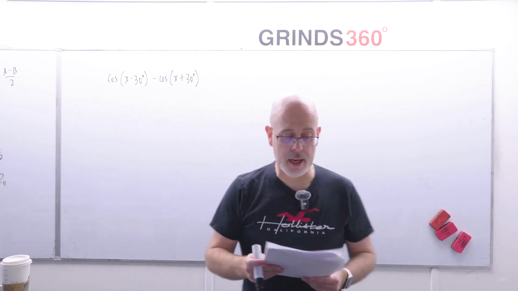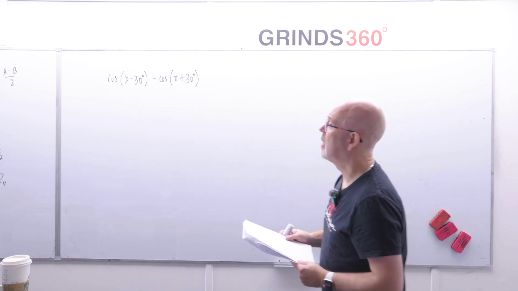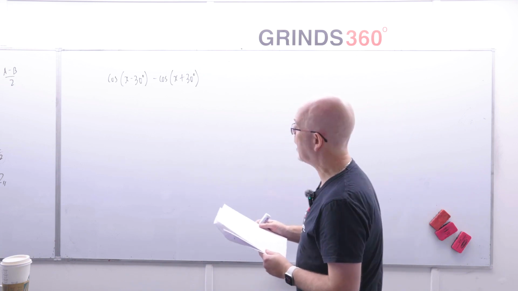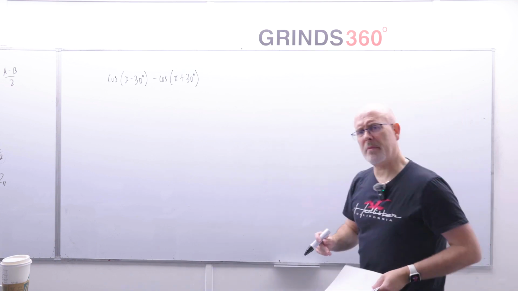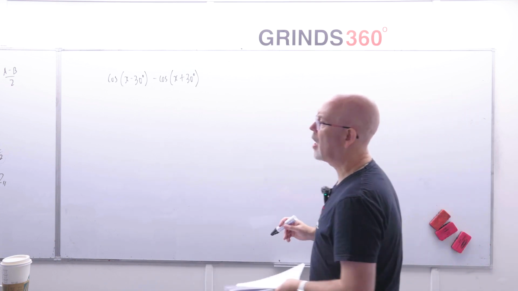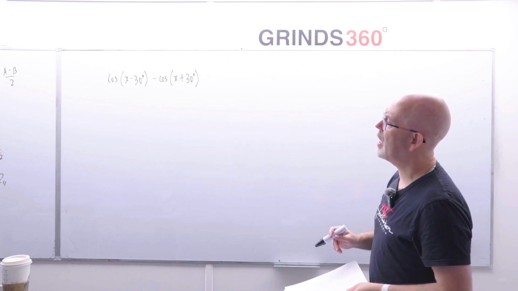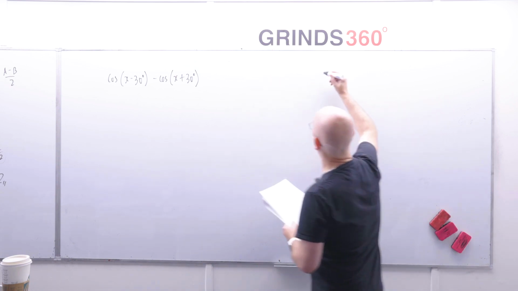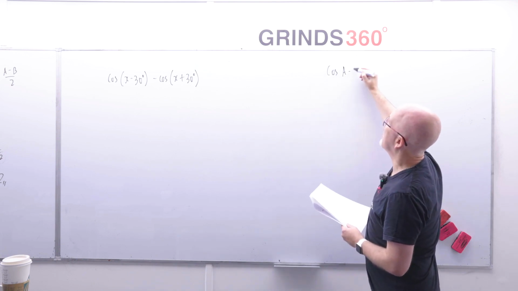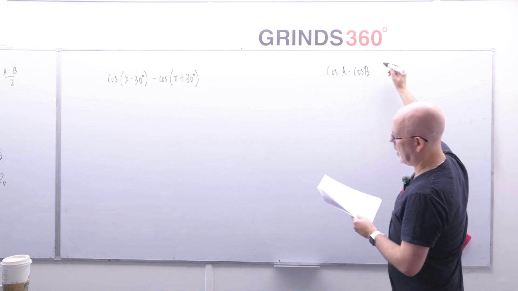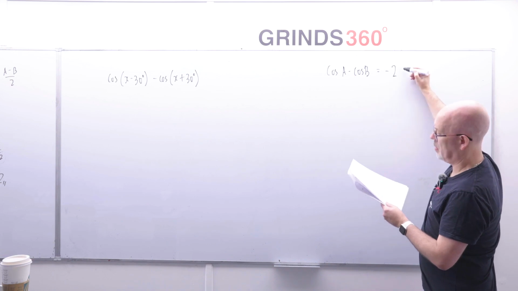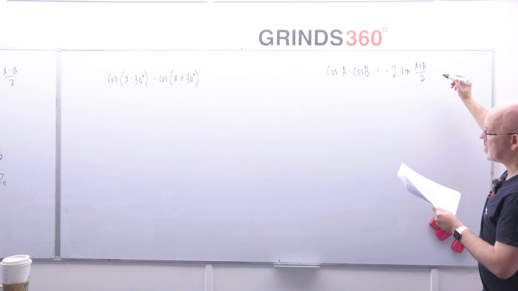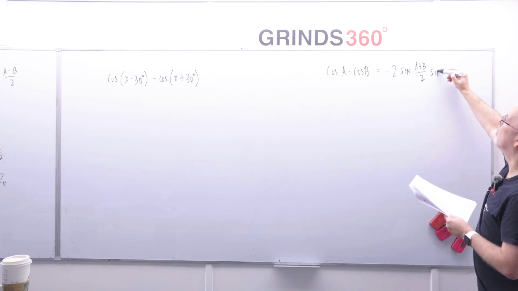Okay, then in question 5 on the same page, we're asked to simplify cosine x minus 30 degrees minus cosine x plus 30 degrees. As usual, there's more than one way of doing this. If I go to page 15, there's a cosine A minus cosine B formula. It looks like this: cosine A minus cosine B is equal to minus 2 times sine A plus B over 2 times sine A minus B over 2.